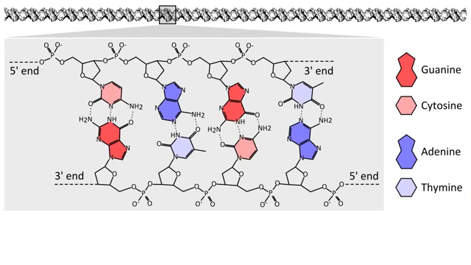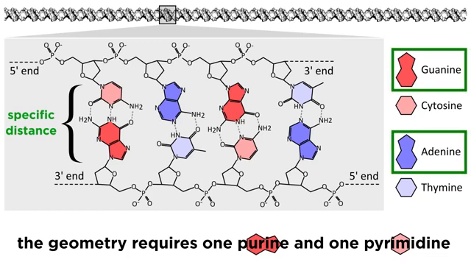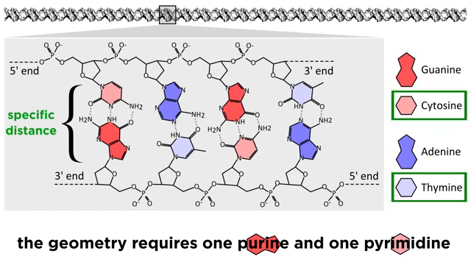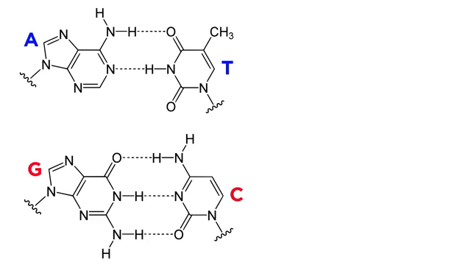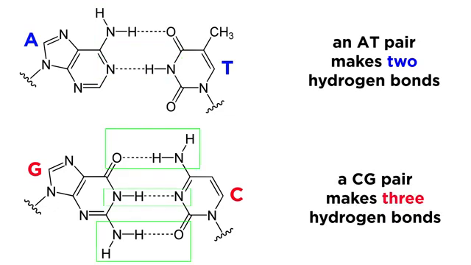This specific pairing happens for two reasons. First, the geometry of DNA is such that one purine and one pyrimidine will fit nicely between the strands, whereas two purines would be too wide and two pyrimidines would be too narrow. But the specific pairing out of the two spatially viable possibilities is because of hydrogen bonding that happens between complementary bases. We can see here that an AT pair has this carbonyl interacting with this proton, and this other proton interacting with the lone pair on this nitrogen atom. A CG pair makes three such interactions.